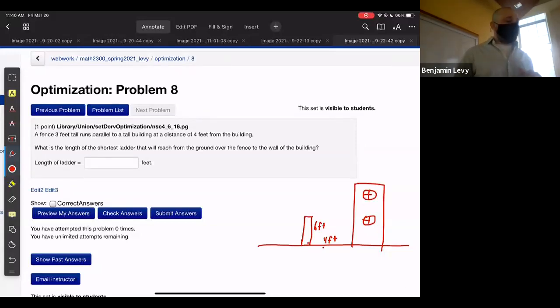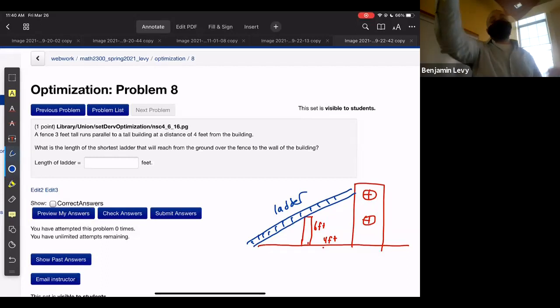And we want to take, this is like a super classic problem, by the way. I don't know if you've ever seen one of these before, but pretty much every single optimization textbook has a problem like this. And so we want to put a ladder against the building that gets over top of the fence, right? So we want to do something like this, where this is my ladder. And the question is, what's the length of the shortest ladder that will reach the ground, that will get over the fence to the building, right? Because if the ladder is too small, it's going to hit the fence is the idea.